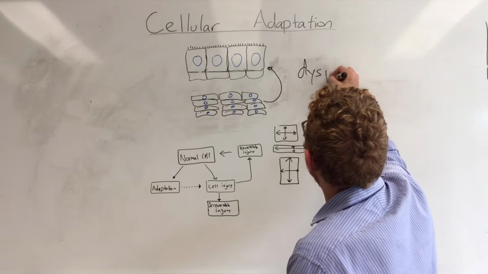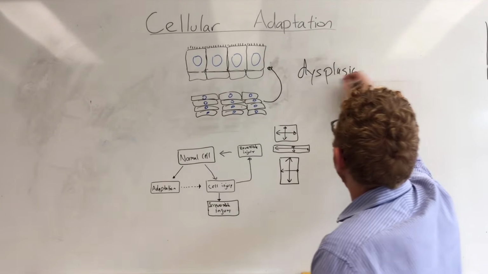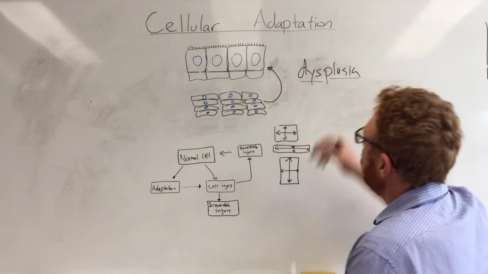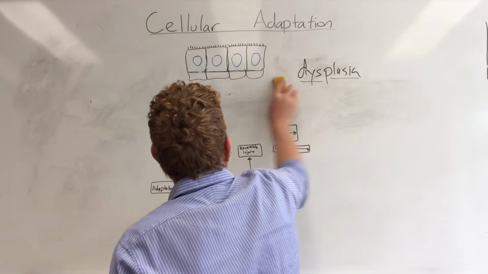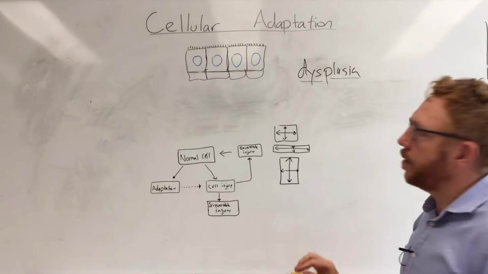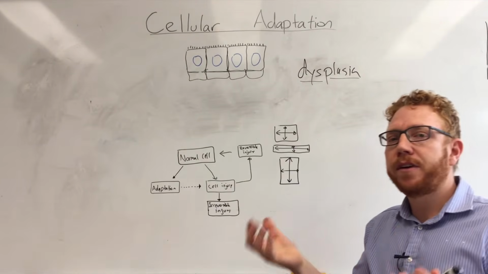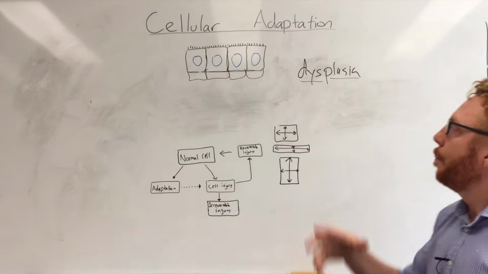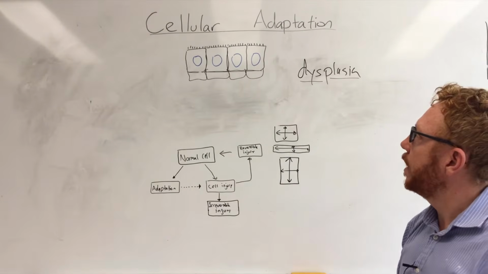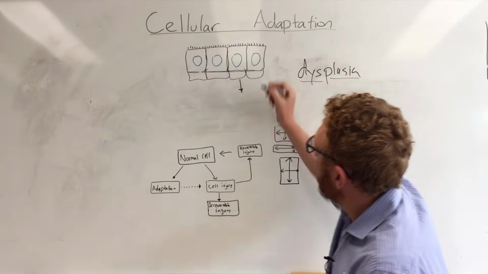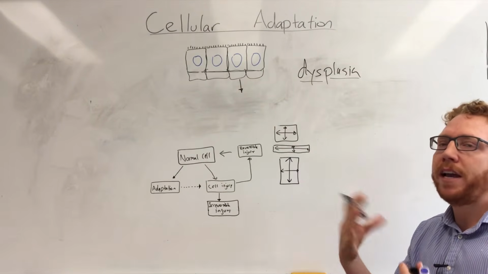So this is dysplasia, which means disordered growth. And in this case, what really happens is, again, the stimulus is going to be chronic irritation or inflammation, but unlike metaplasia, the response to this particular change in the environment is a deranged growth.